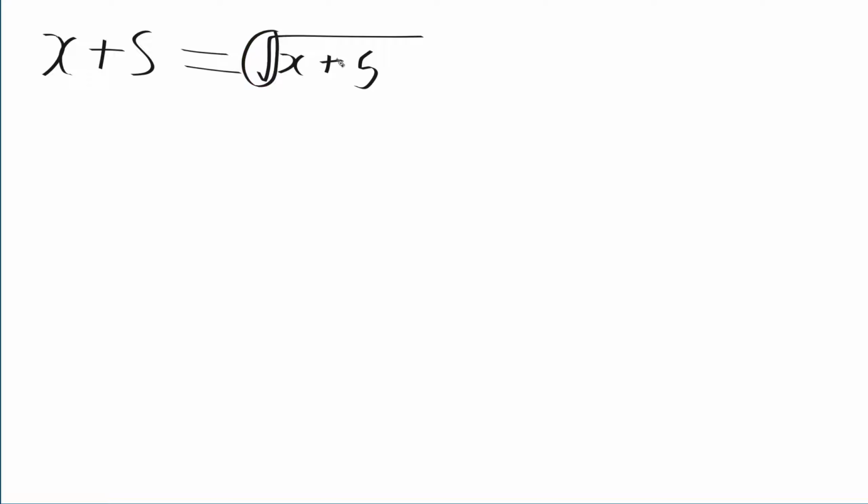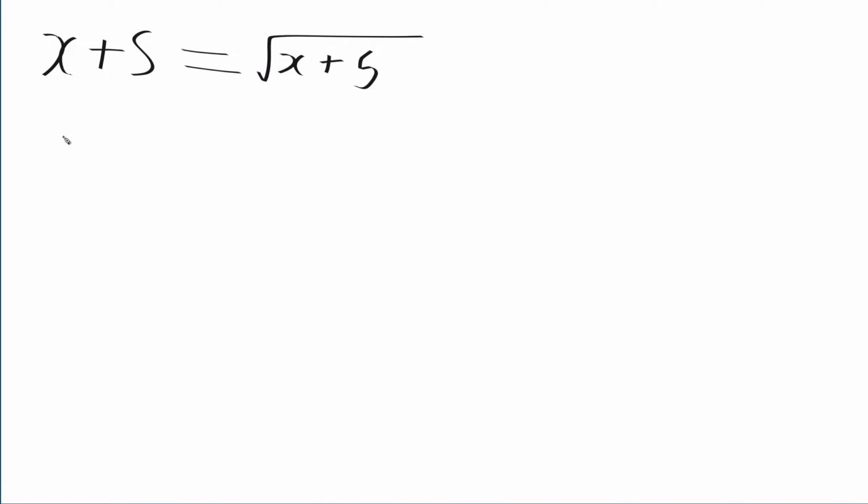So let's say you have the radical equation x plus 5 is equal to the square root of x plus 5. What we're going to do first is try to get rid of this radical right here. And to do that, we're going to square both sides.